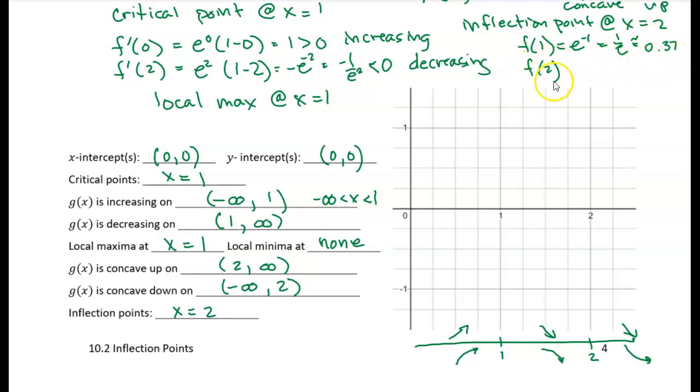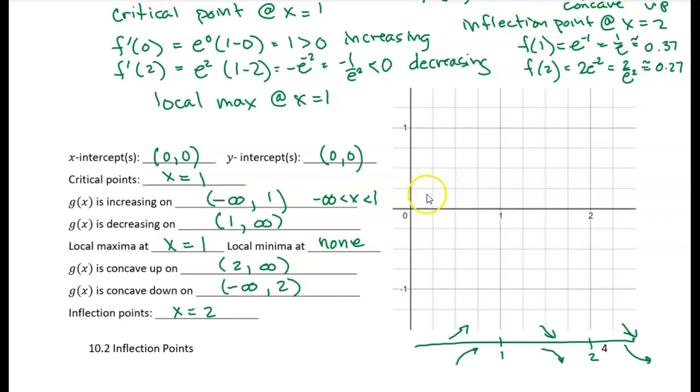And f of 2 is going to be, again, the original function was x e to the minus x, so it's 2 e to the minus 2. That's equal to 2 over e squared. And if I put that in my calculator to get a decimal approximation, it's 0.27. All right, there's a lot of information there. Let's try and graph it.